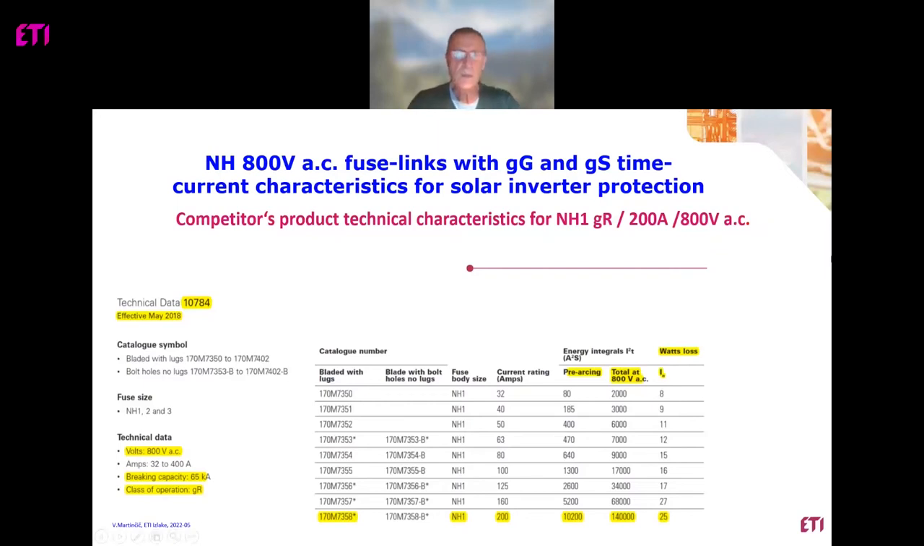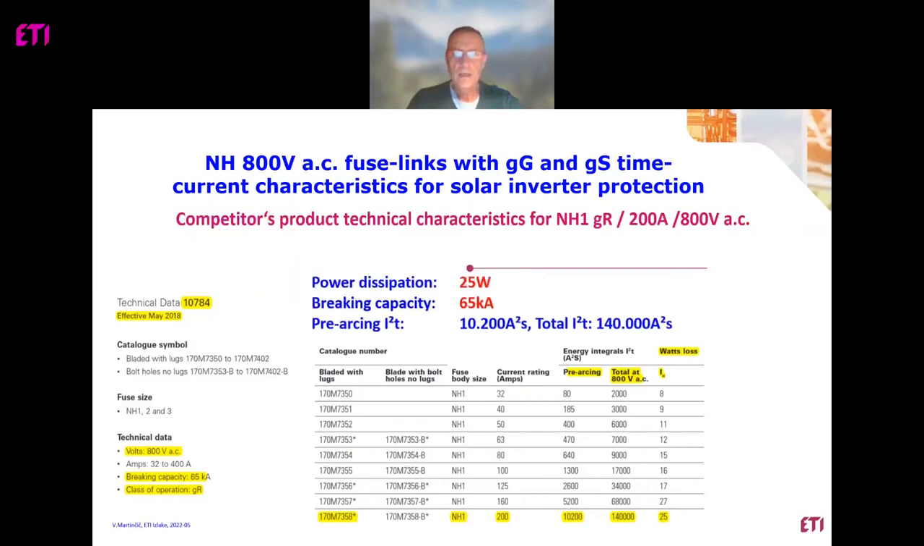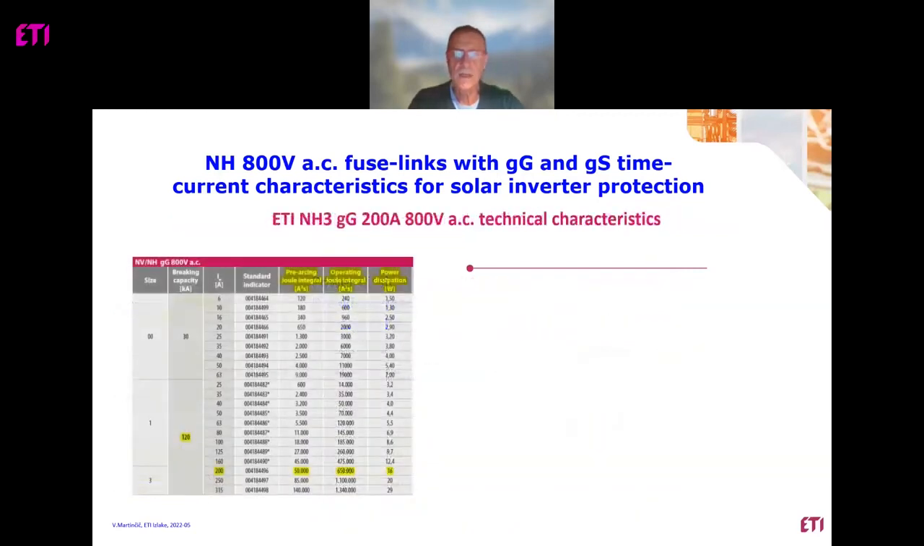This fuse is very good, but we need to know that an application where such a fuse is installed should be very carefully calculated. As I said, power dissipation is 25 watts and breaking capacity is 65 kiloamps. There is also information about the pre-arcing integral and total integral of the fuse.